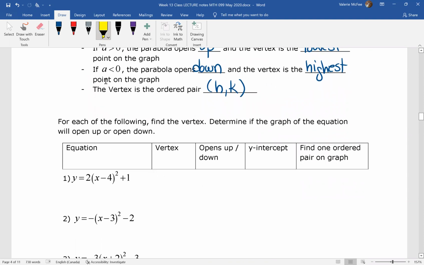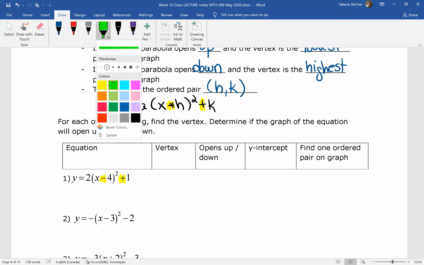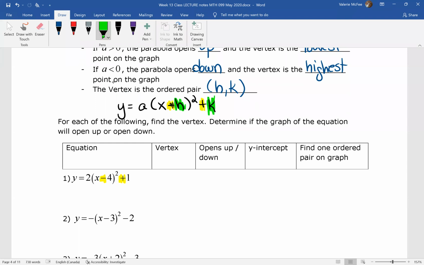So let's look at some of these equations. I'm going to write that formula here again. y equals a times (x minus h) all squared plus k. We want to find the vertex. Remember, it's important to have the minus sign here and the plus sign here. That's what we have. If that's what we have, then the vertex is (h, k). The vertex for this question is (4, 1).